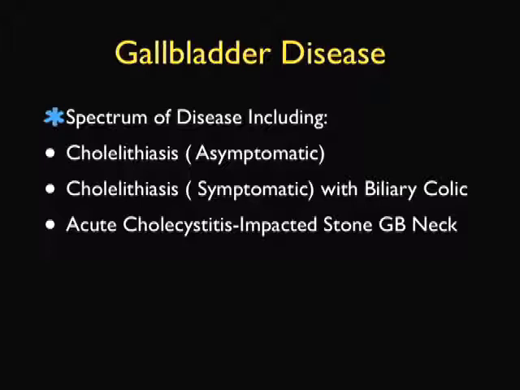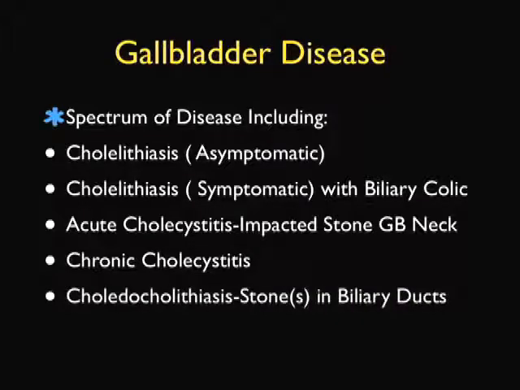Unfortunately, a segment of these patients with gallstones will develop acute cholecystitis, or infection of the gallbladder, usually due to an impacted stone at the gallbladder neck that doesn't allow for outflow of bile into the biliary tree and sets up for an infection within the gallbladder. Interestingly enough, a subsegment of the acute cholecystitis patients will have a waxing and waning course with chronic cholecystitis.